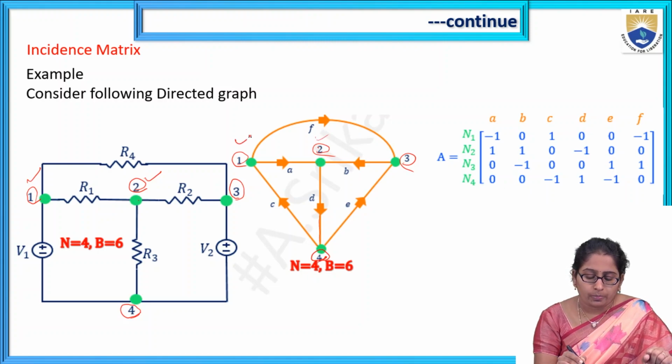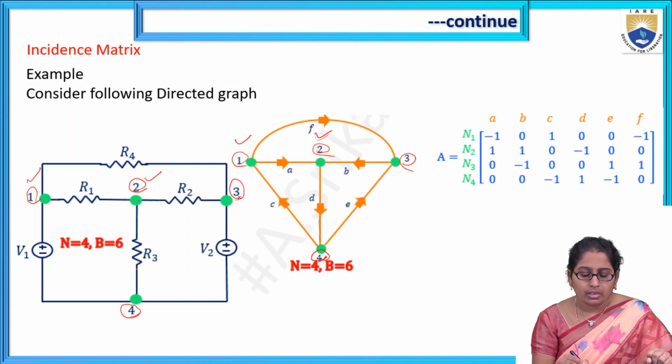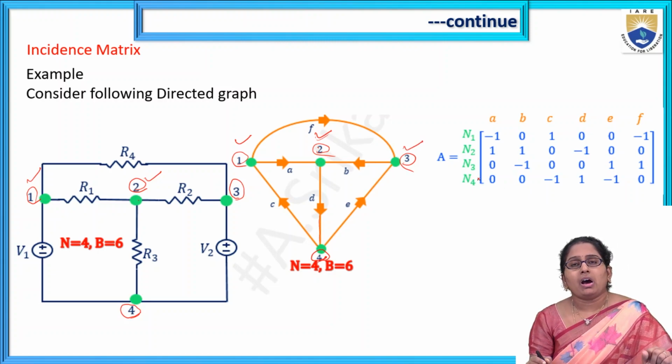Now from node 3, the branches between node 3 and 1, and node 3 and 2, are already drawn. Now node 3 to node 4 there is voltage source V2, so draw that with a short circuit. Now all the elements are represented in its equivalent graph.